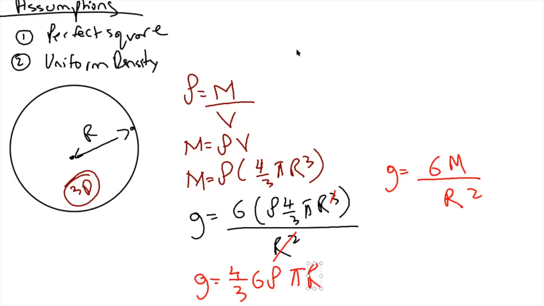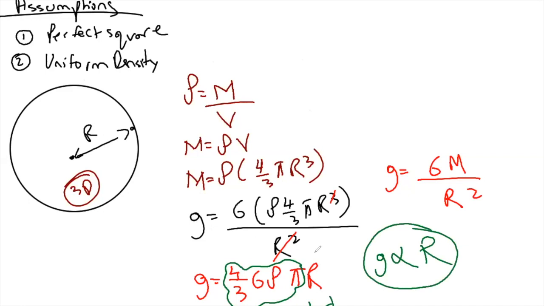Now, we know that 4 over 3 is a constant, G is a constant, pi is a constant, density is constant. Now, if I didn't assume that Earth has uniform density, would I have been able to say that rho is constant? No. So that assumption was crucial. So this whole thing is constant, right? And whenever we have a constant, I can say that g is proportional to R. And that's why inside the planets, g varies linearly with R.